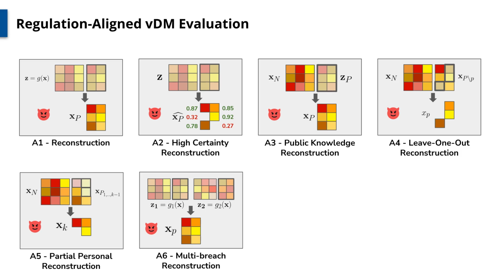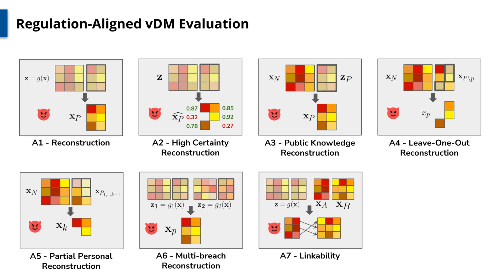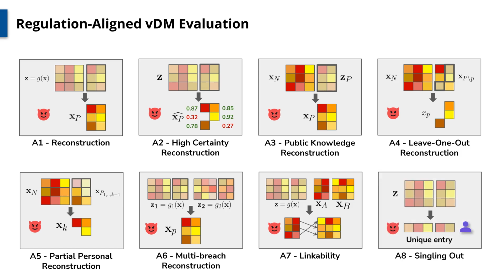Lastly, also our A7 and A8 adversaries come directly from the Working Party document. A7 models how well minimized data can be used to inform the linkage of two previously non-linked datasets, and A8 checks whether the individual entries in the minimized dataset can be singled out.